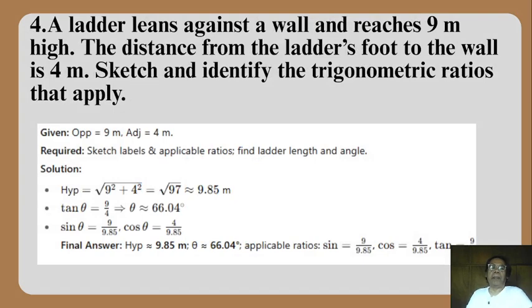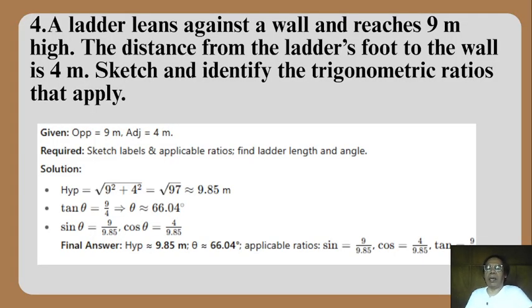Number 4. A ladder leans against a wall and reaches 9 meters high. The distance from the ladder's foot to the wall is 4 meters. Sketch and identify the trigonometric ratios that apply. So we are given opposite 9 meters and then adjacent 4 meters.